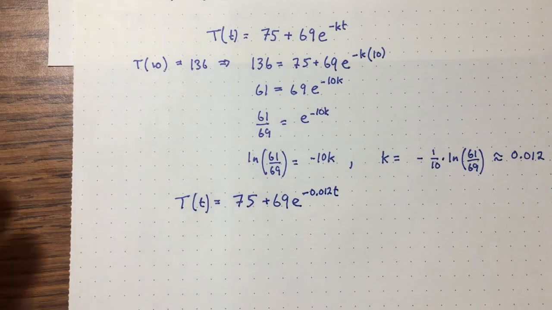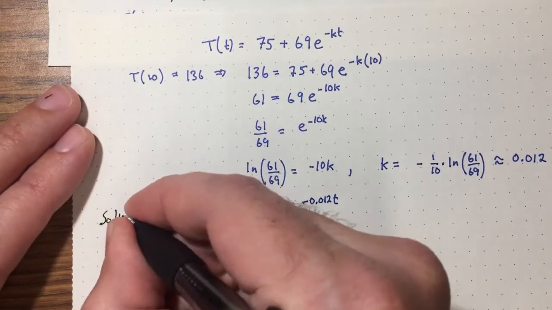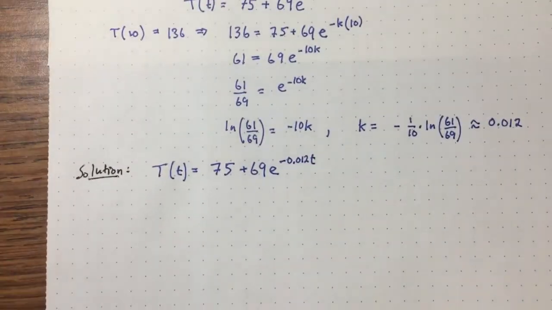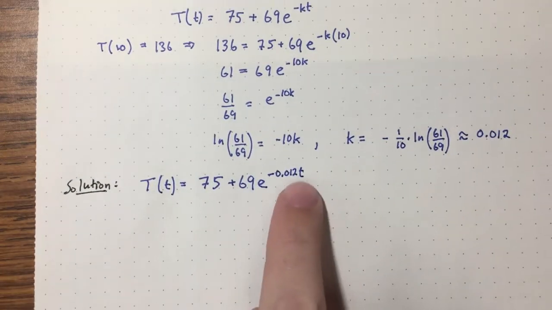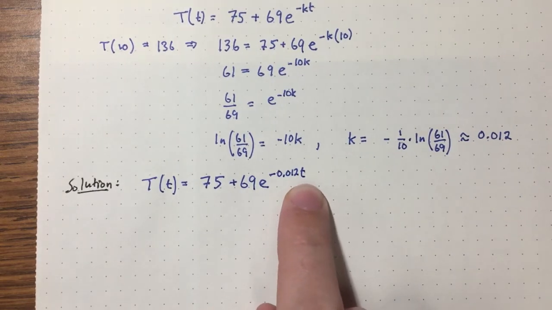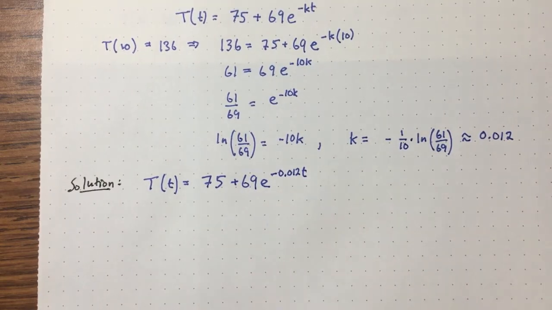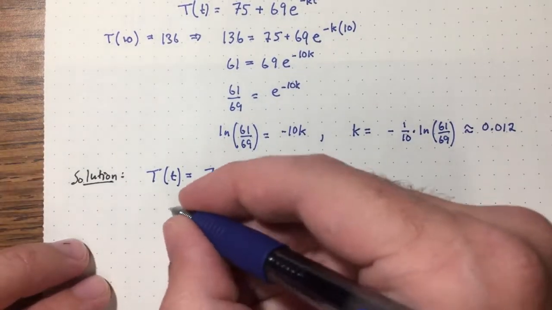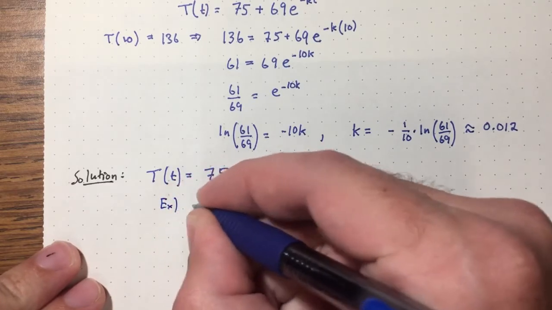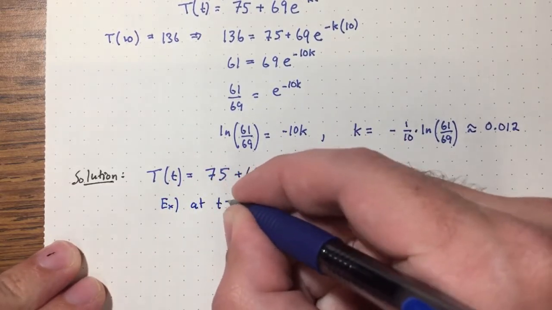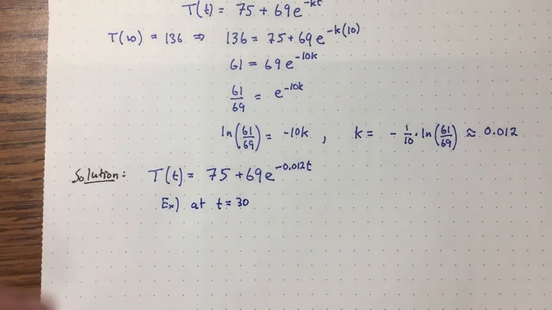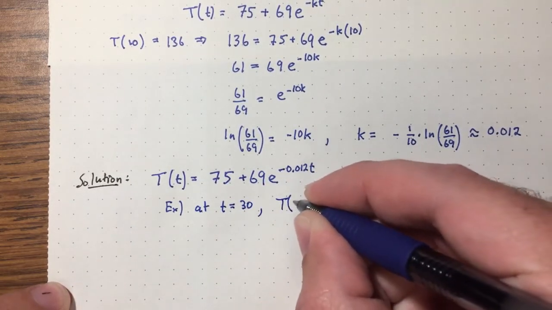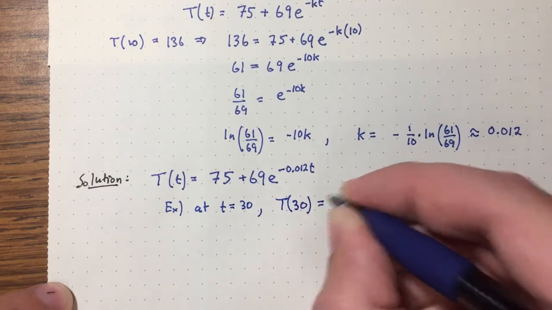Great, so this is our solution. And this right here can actually be used to predict the temperature at any time we want. We can just plug in any value for little t here, and we'll get the temperature. So for example, at time t equals 30, so we want the temperature 30 minutes after we started. What is the temperature T of 30?